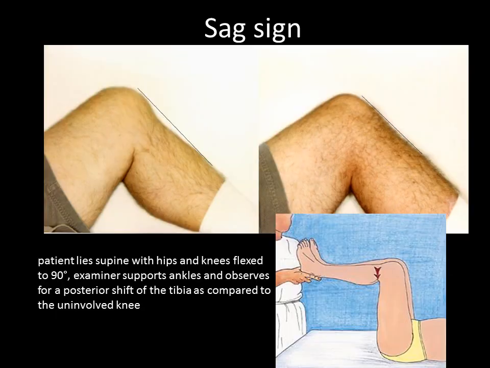Posterior sag sign. On the top left picture, one can appreciate the dropping back of the tibia on the injured side compared to the normal side in the picture on the right. This test can also be done with the patient supine with hips and knees flexed to 90 degrees. The examiner supports the ankle and observes for the posterior shift of the tibia as compared to the uninvolved knee. In the normal knee, the tibial plateau is located approximately 1 cm anterior to the femoral condyle. In a patient with a tear, the prominence is diminished and there may be subluxation of the tibial plateau posterior to the femoral condyles in severe PCL injury.